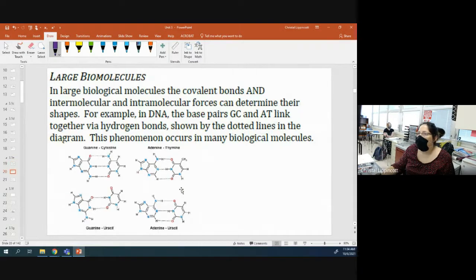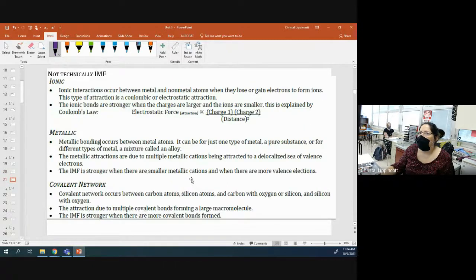And then large biological molecules, we already kind of hit on those when we were talking about fats. All right, not technically IMFs. These are going to be your ionic, okay? That's a relationship between a metal and a non-metal. They're going to be losing or gaining electrons. Metallic then is between metal atoms. It can be just for one type of metal, a pure substance, or different types of metals, or alloys.